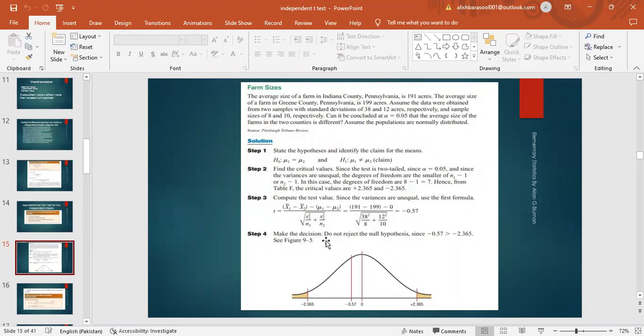Now we will make the decision. We will not reject the null hypothesis, since minus 0.57 is not less than minus 2.365, which was the critical value.